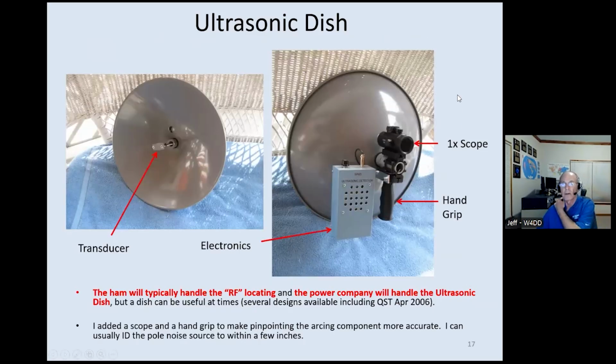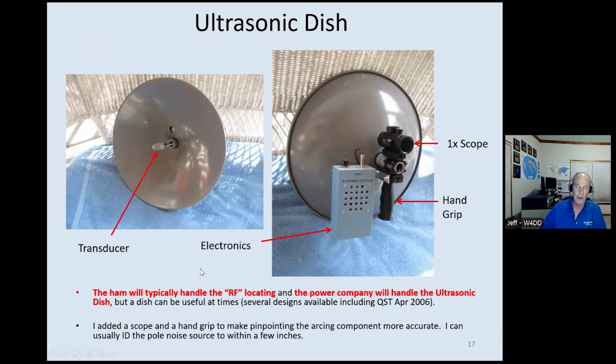Second tool I'll use frequently is an ultrasonic dish. Really nice to have. The commercial ones are fantastic. There's one made by Radar Engineers, which is a great piece of equipment, but they're really expensive. They're like $4,000 now. So I ended up cobbling together a bunch of different pieces to make what I wanted to use on these problems.